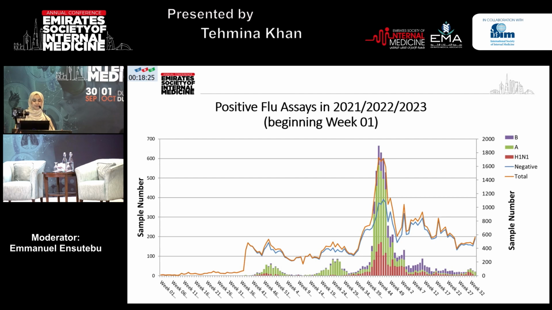So this is the positive flu assays in our SEHA-wide hospitals locally. You can see beginning from 2021, 22, and 23. This is distributed by the week. And you can see at the end of the slide that the flu season is still coming up. So our numbers of influenza are increasing. And in the last year, you can see it was predominated by influenza A.